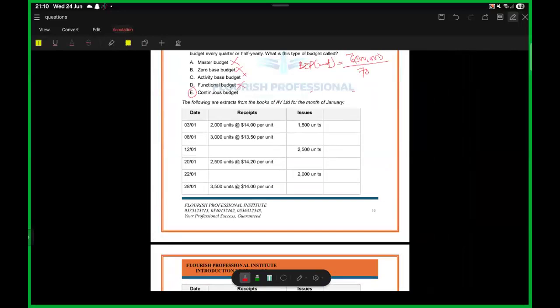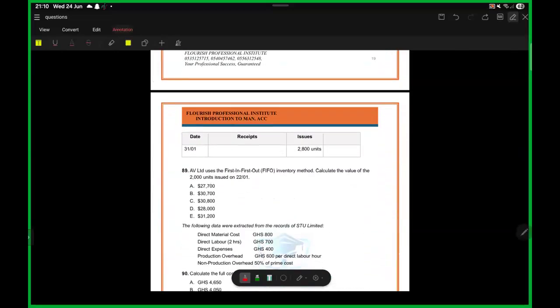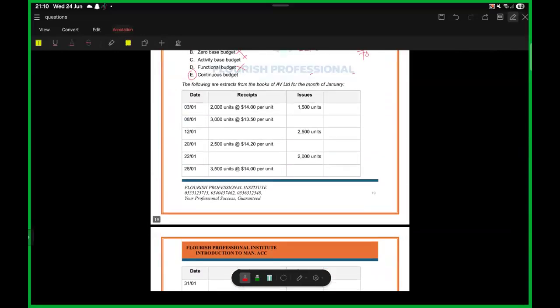The following are extracts from the books of AV Limited for the month of January. So we have the date, the receipts, the issues. We are told that AV Limited uses the FIFO inventory method. Calculate the value of the 2,000 units issued on 22nd January. What will be the value of inventory? So you have to use the FIFO method to determine the value of inventory.